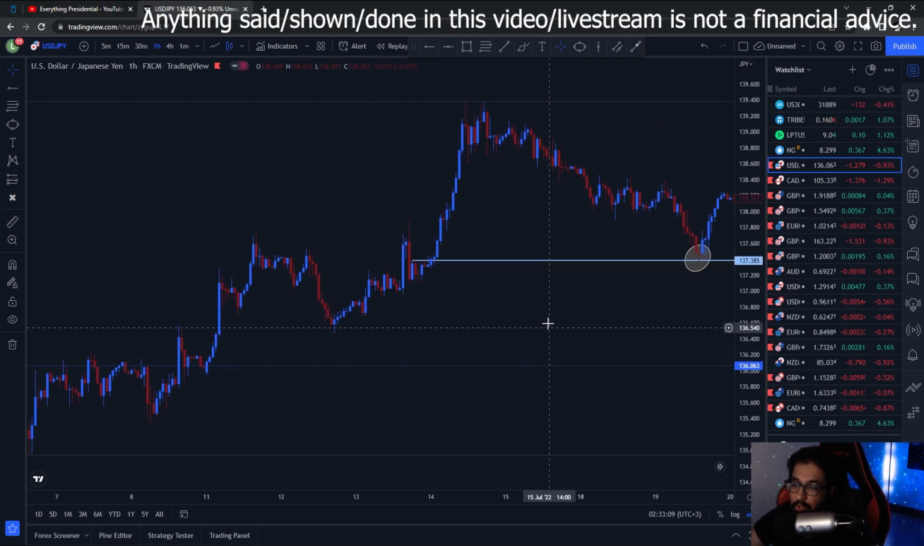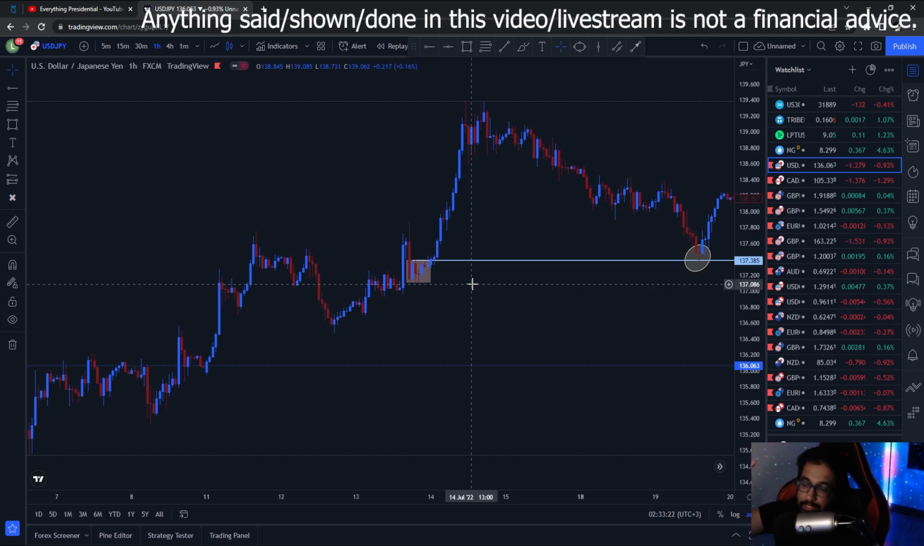If you look at this right here, it is an accumulation of orders. You can see the market is ranging. Ranging means the market is moving sideways. It's not going up, it's not going down, it's just moving sideways. So when the market is moving sideways, it is collecting orders.